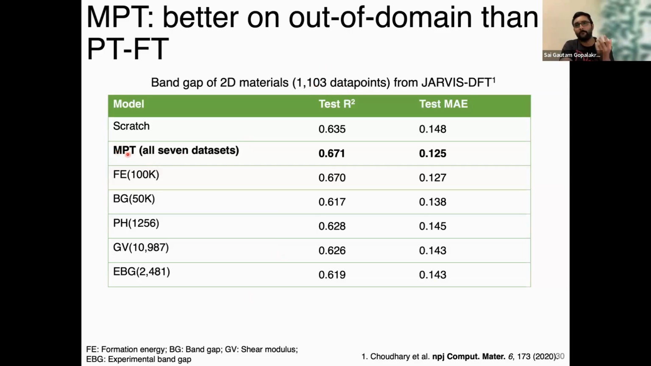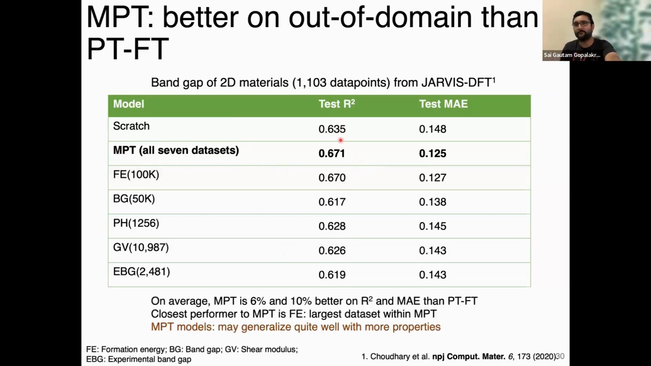So we took our MPT model, and the MPT model once again gave the best performance amongst all the transfer learned models. And it also beat the performance of scratch models. So this sort of shows that if you pre-train on multiple properties at once, it can probably give rise to better and more generalizable models, right? So you use graph networks, you pre-train on multiple properties, you get fairly generalizable models, which can then be fine-tuned on any specific property with much higher accuracy compared to your scratch models.